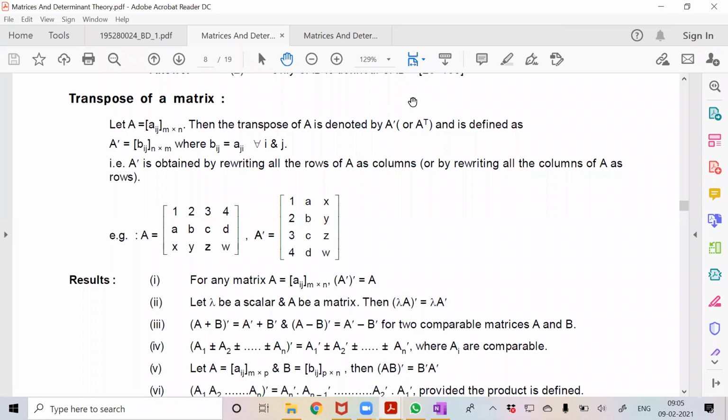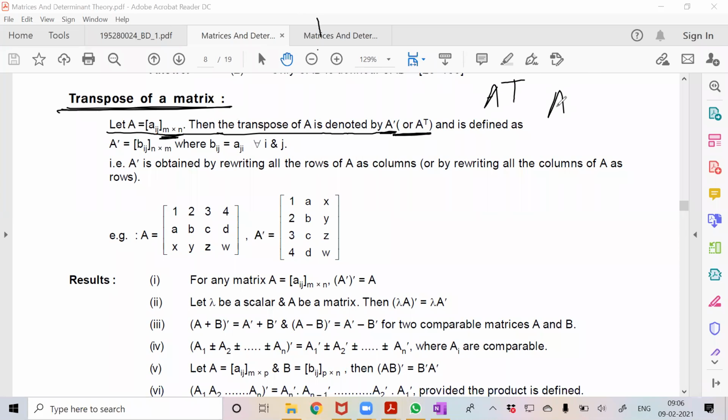Transpose of a matrix. So what is transpose? If you see the definition, let A be an M cross N matrix, then the transpose of A is denoted by A dash or A transpose. You can write A T or A dash. It is defined as A dash equal to Bij, and the order will be N cross M. So A has order M cross N, so its transpose will have order N cross M, where Bij is equal to Aji.